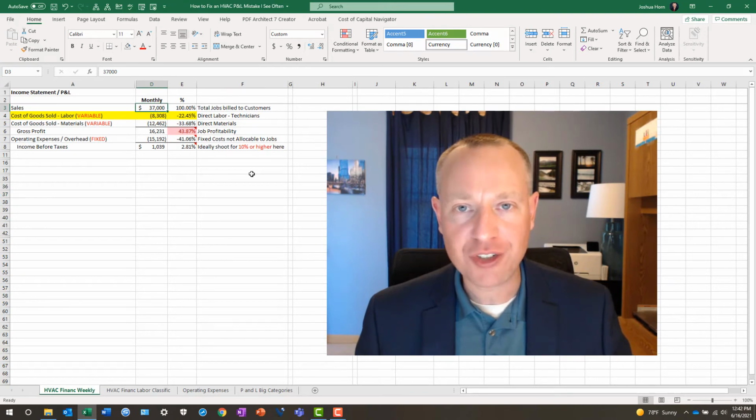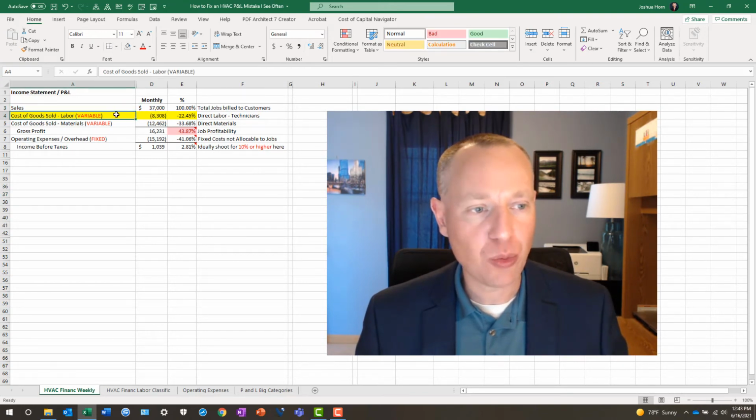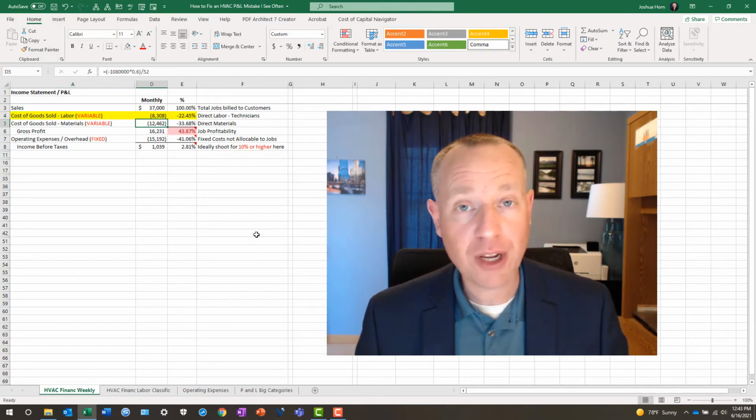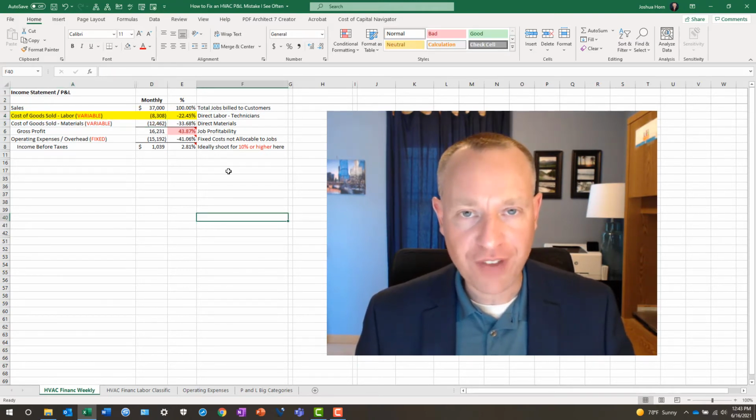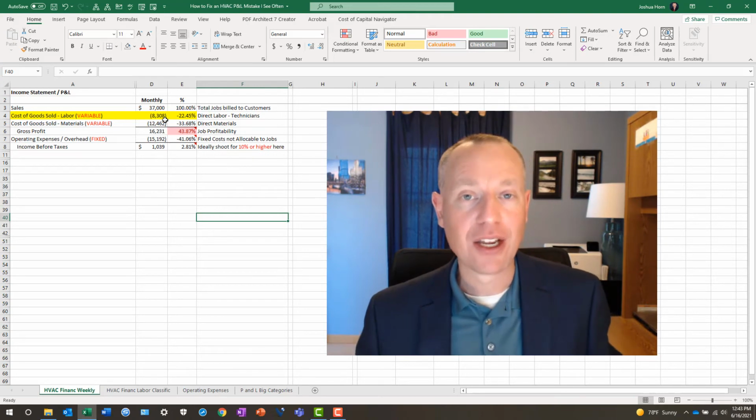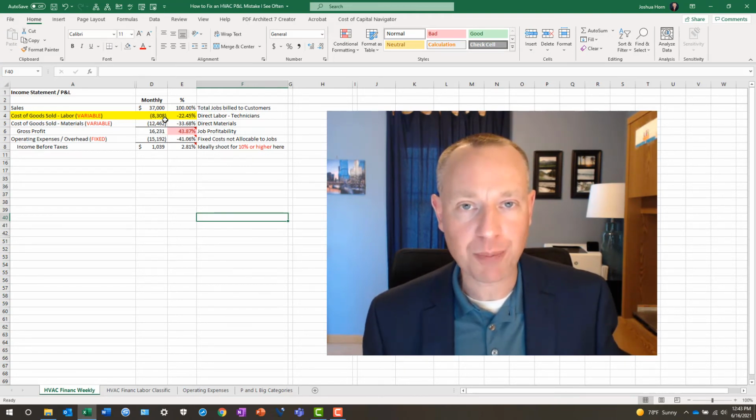You either underpriced the job, you have an issue within the labor, or you have an issue within materials, or it could be all three. But fix what you can fix. You can't fix your fixed costs in the short term. You can fix this area right here. And the quicker you jump on top of it, ideally, somebody needs to be monitoring gross profit daily.